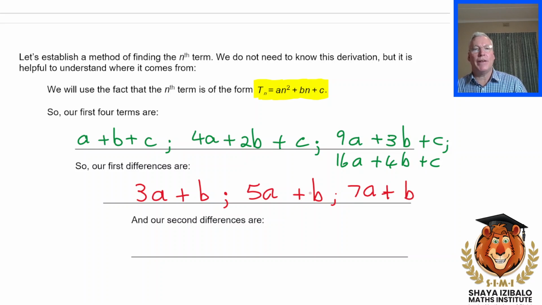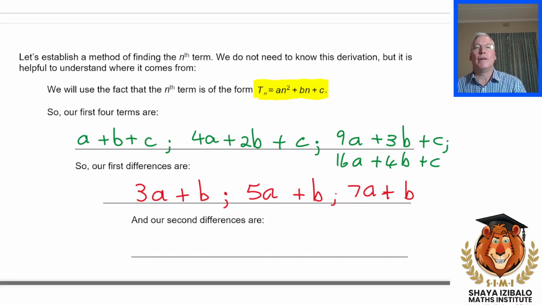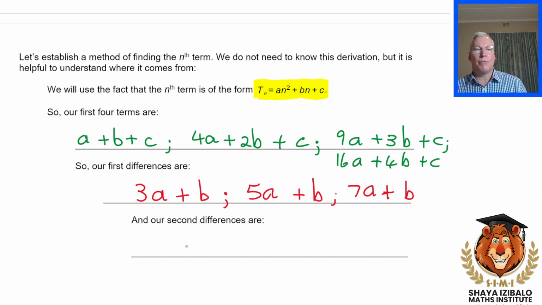Now, if we work out the second differences, and we're going to do that by subtracting, we're going to take this minus this. Now the b's subtract out and we're just left with 2a. And notice the next one, the b's subtract out again and we're left with 2a again. So what is in fact true is that our second differences equal 2a.